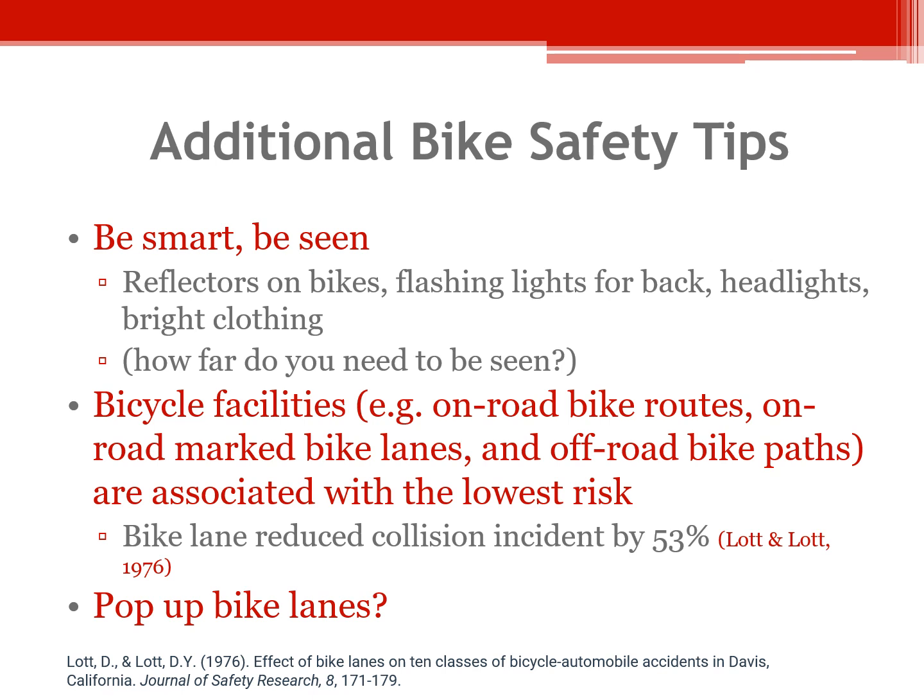Studies going all the way back to 1976, the original Lott and Lott study that looked into this, have confirmed that if you want to lower the risk of bicycle collisions occurring, you need to have dedicated bicycle facilities. And on-the-road bike routes are good, on-the-road marked bike lanes, but off-road bike paths being by far the most preferred because, again, you get physical separation between motorists and bicyclists. Having these types of facilities can reduce collision incidents by 53%, as was found in the original 1976 study.